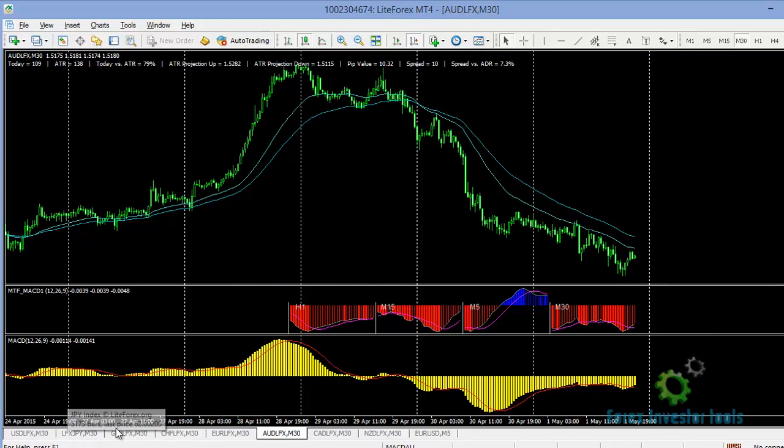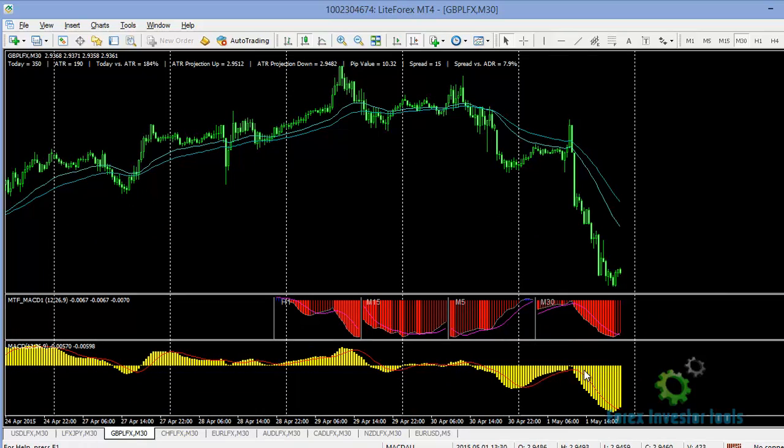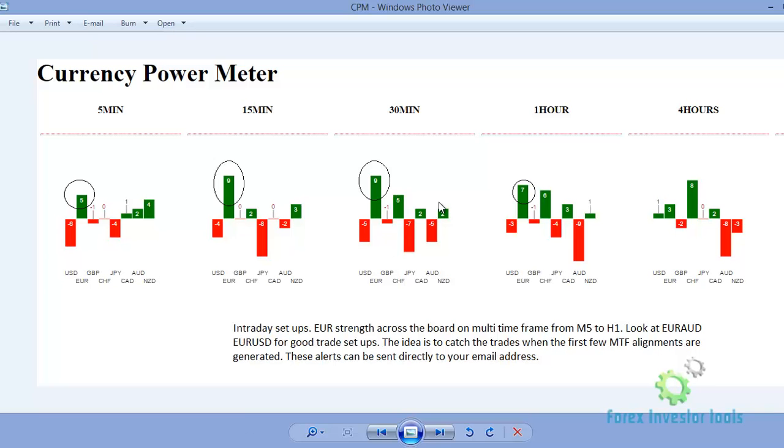So typically, let's say you saw this pullback on the GBP. You can see that most of your time frames are also in the same, bearish direction, and you see a pullback happening. You want to validate this using your power meter. So you would simply go to your power meter tool. Since you're looking at a pullback on the 30 minutes, it's mandatory that you see GBP weak from 5 minute to 30 minute. That's something that you want to see.